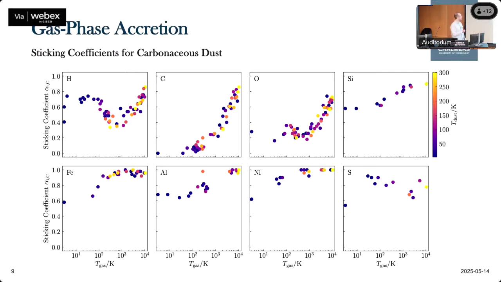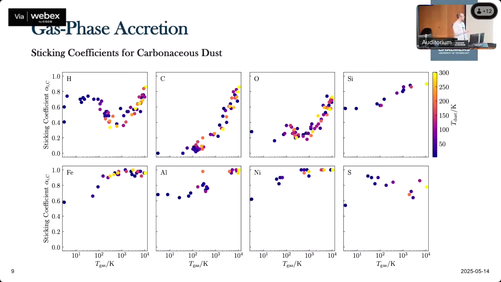But I can still show you the results of the molecular dynamics simulations. Here are the sticking coefficients as a function of gas temperature for the most abundant elements in the interstellar medium that we're able to simulate. The color of the data points shows the gas temperature assumed for the calculation. The main thing to note is that for almost all of these elements at most gas temperatures, sticking coefficients are comparable to or larger than 10%. So the sticking coefficient is not necessarily an inhibition to the growth of carbonaceous dust in the interstellar medium.